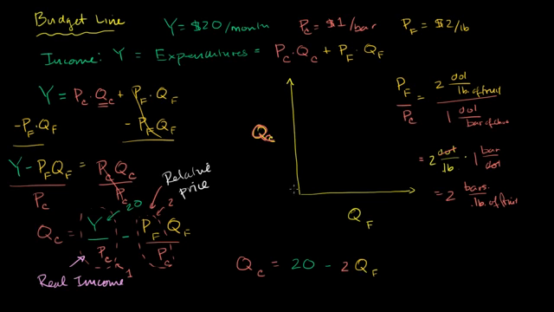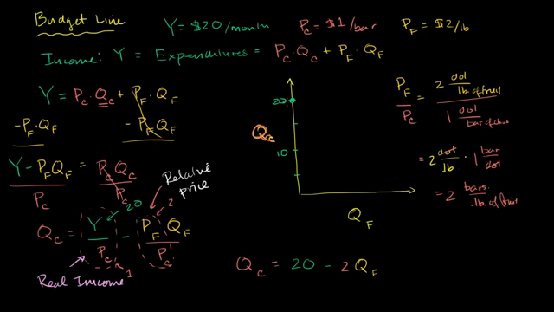So if the quantity of fruit is 0, our quantity of chocolate is 20. So this is going to be 20 over here. So this is 20. This is going to be 10. This is 15. This is 5. So this is a point on our budget line right over there.